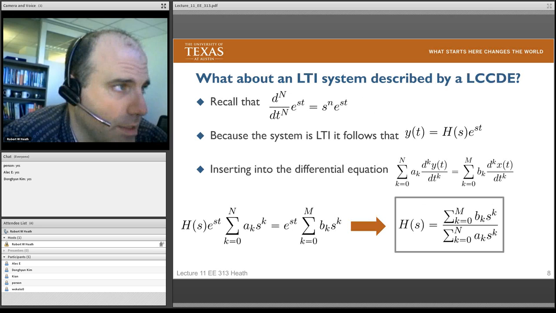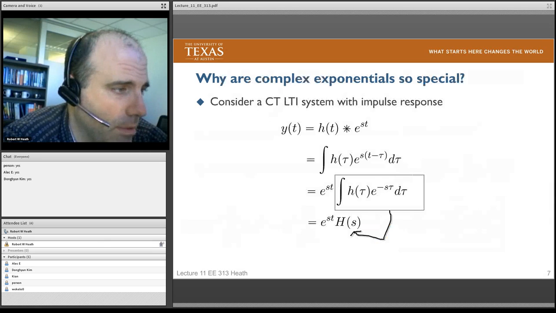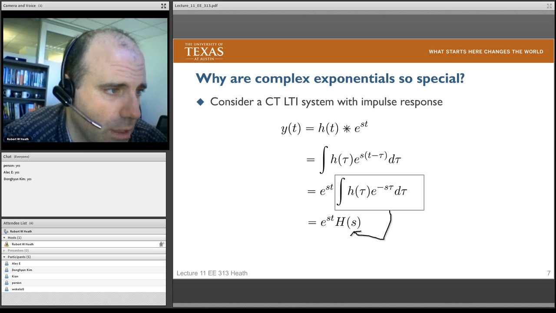Okay, so that's the general principle here. Let me go back one slide just to summarize again: if you put in a complex exponential, it passes basically through the convolution. So here's e to the st at the input, and at the output, all we see is e to the st times H of s.